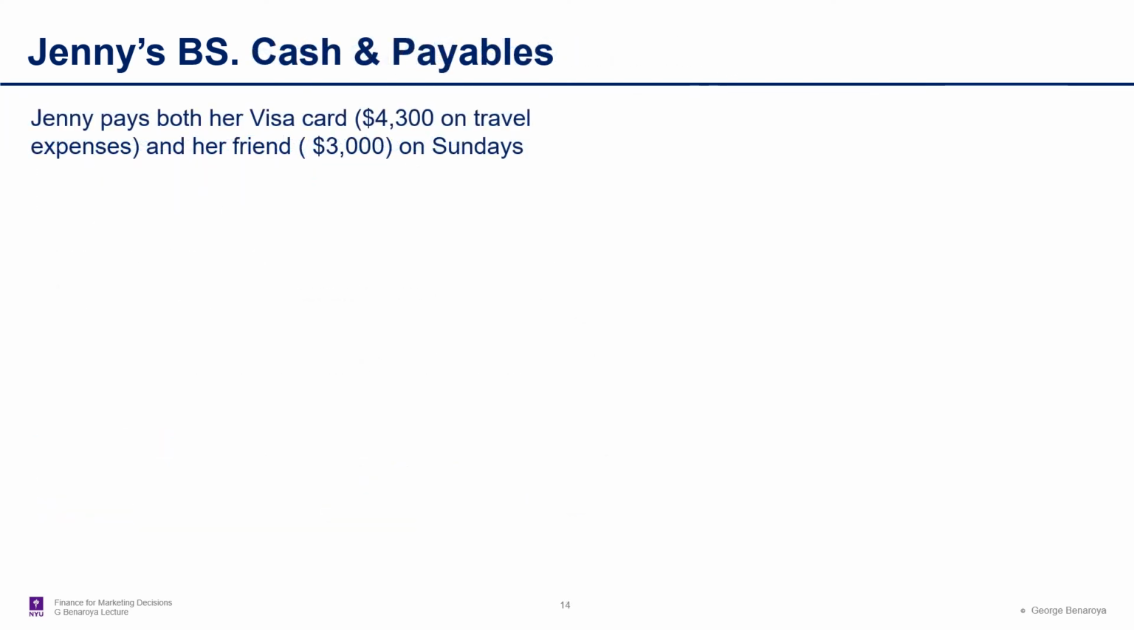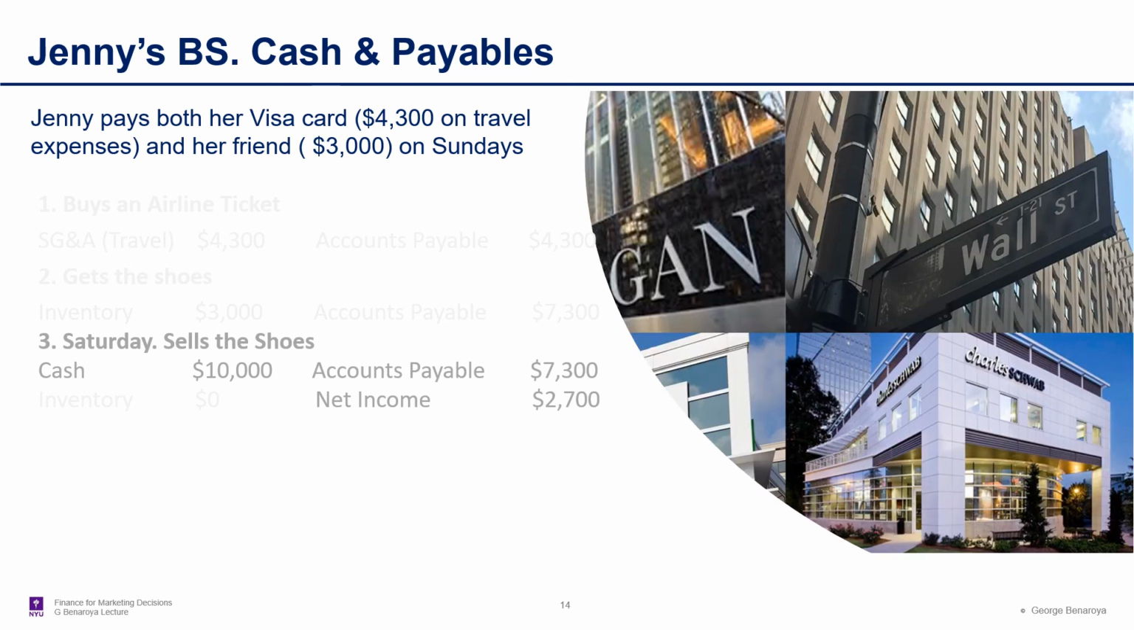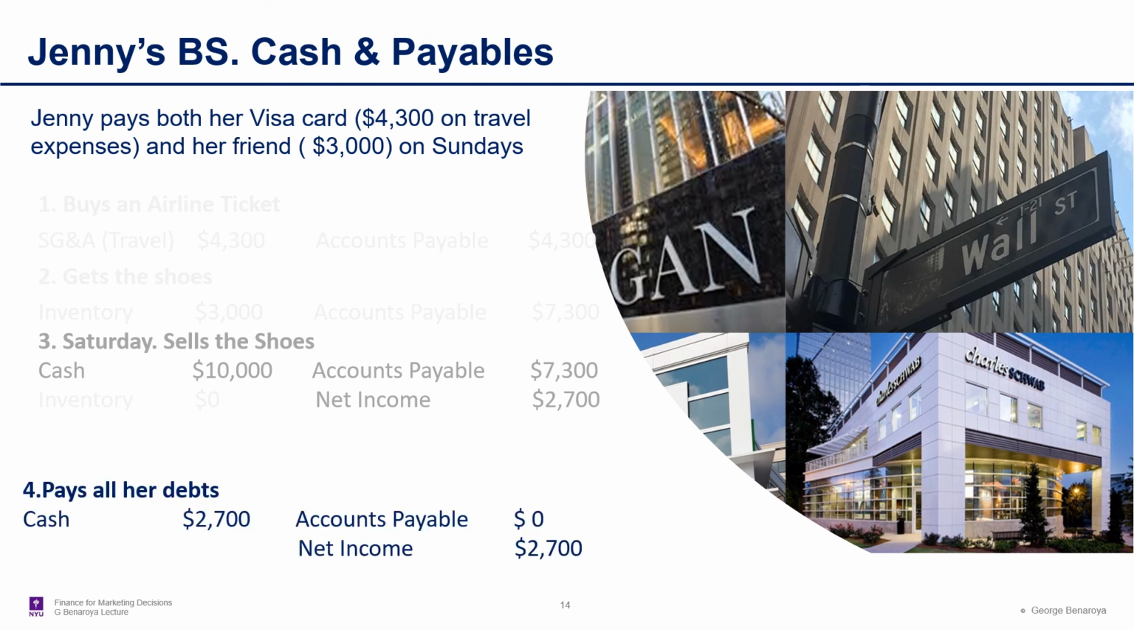On Sunday, when she wakes up, Jenny remembers that she has $10,000 in cash and that she owes $7,300. So she goes to the bank and pays her Visa card and her friend. Her cash is reduced from $10,000 to $2,700, and her payables are now diminished from $7,300 to $0. She doesn't owe any more money.